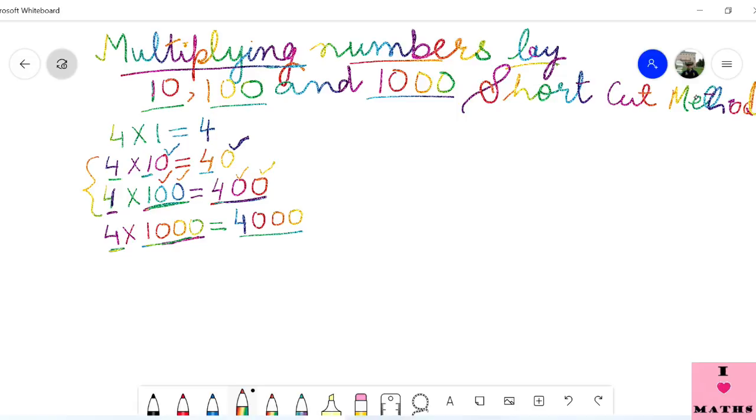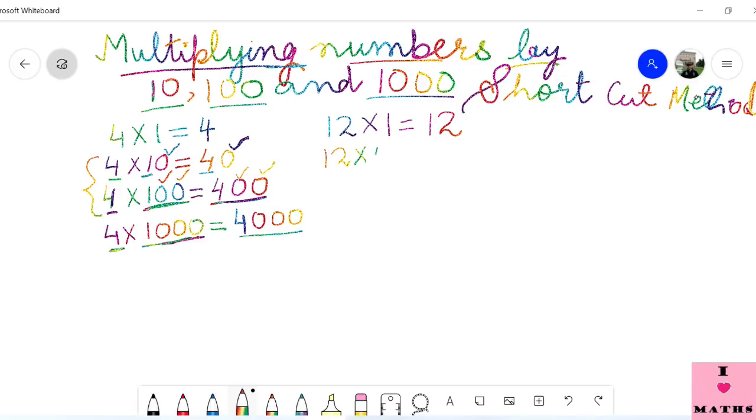Now similarly 12 into 1. 12 ones are 12. Now all of you know the table of 1. So 12 ones is 12. Some of you may know the table of 12 also. So everybody knows that 12 ones is 12.